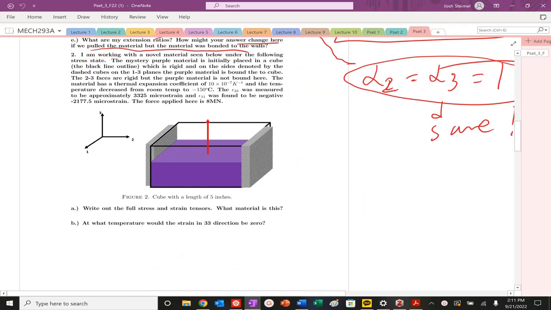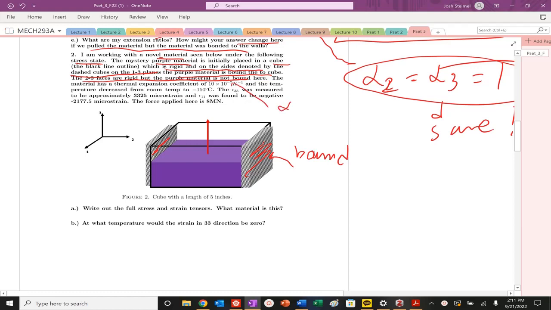So let's get into the next problem. I'm working with a novel material in the stress state, purple. Mystery material is in a cube, the black outline. So rigid on all sides, denoted by the dashed cubes and the 1-3 planes. Material is bound to the cube on the 2-3 faces, so those dashed blocks that you see. But the material is not bound on the other faces. So on the 1-3, I am basically stuck. On the other ones, I am not. Assume no friction.